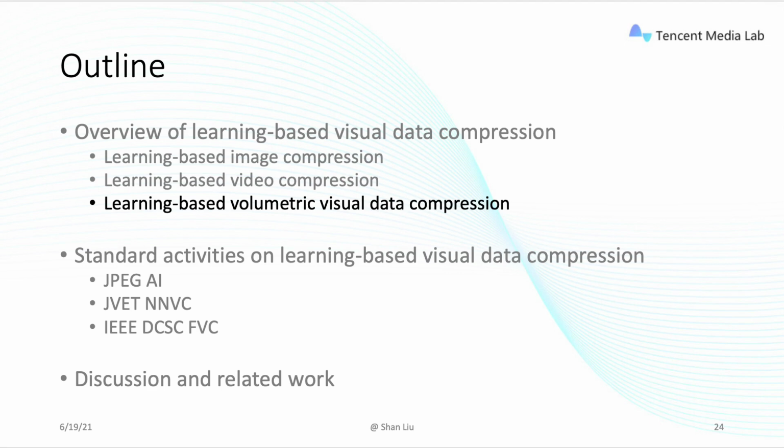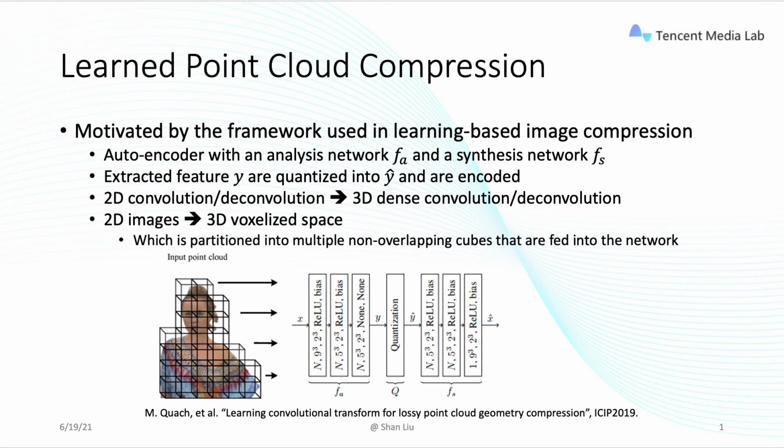Besides image and video, there are other types of visual data or visual data formats such as point cloud, mesh, light field, etc. And recently there has been some work to apply learning-based technologies to point cloud data compression. The basic framework for learning-based point cloud compression is similar to what is used in learning-based image compression. And on top of the basic framework, some improvements could be made in various aspects to help improve the compression performance, such as pre and post processing, enhanced entropy coding models with hyperprior, etc.